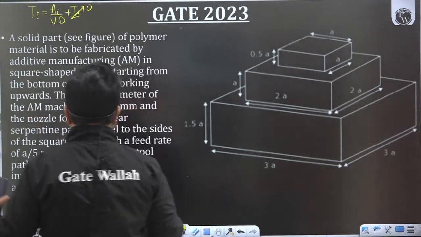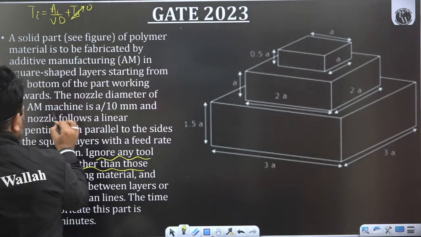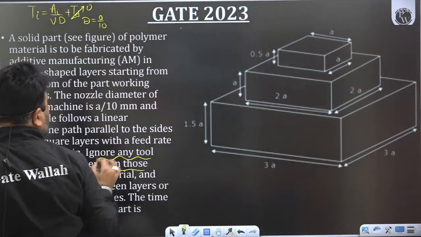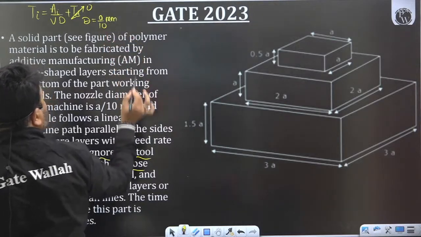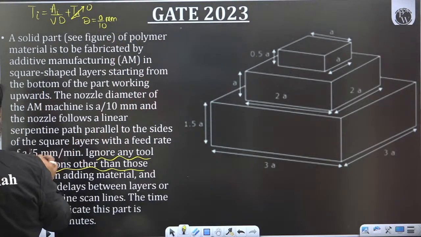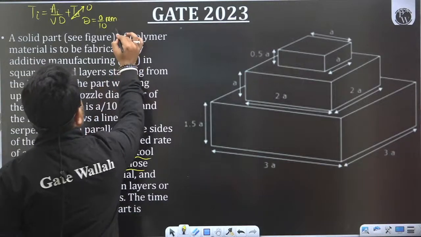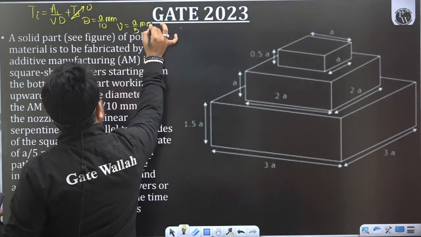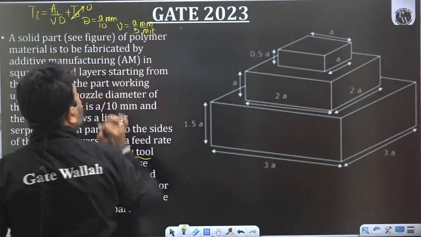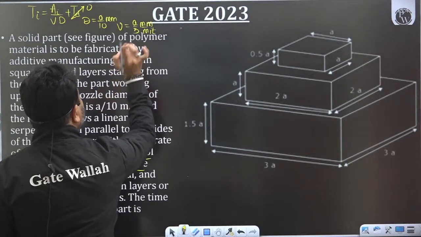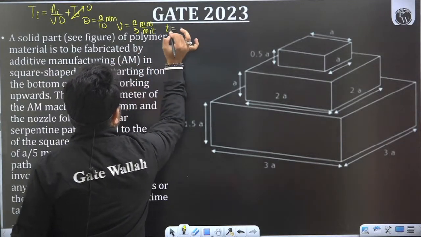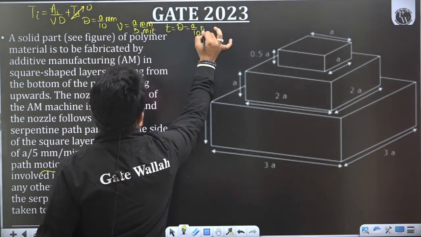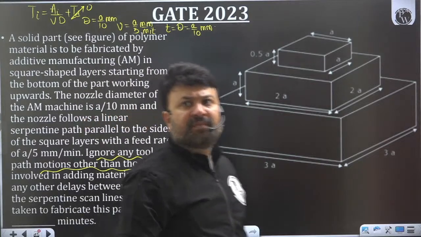Now the nozzle diameter is A by 10 mm, and the linear feed rate, the velocity, is A by 5 mm per minute. The thickness of each layer is the nozzle diameter, that is A by 10 mm. Clear?